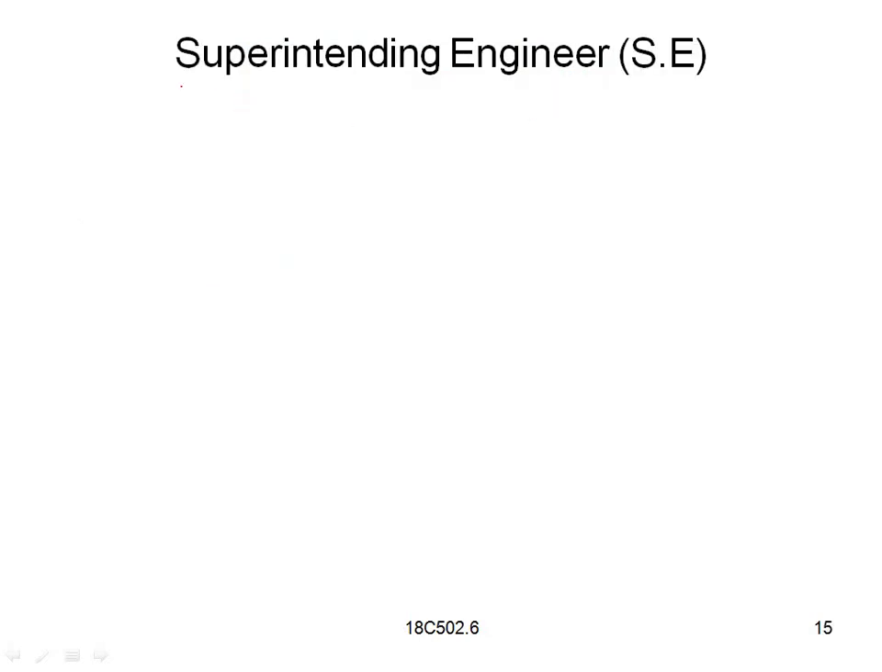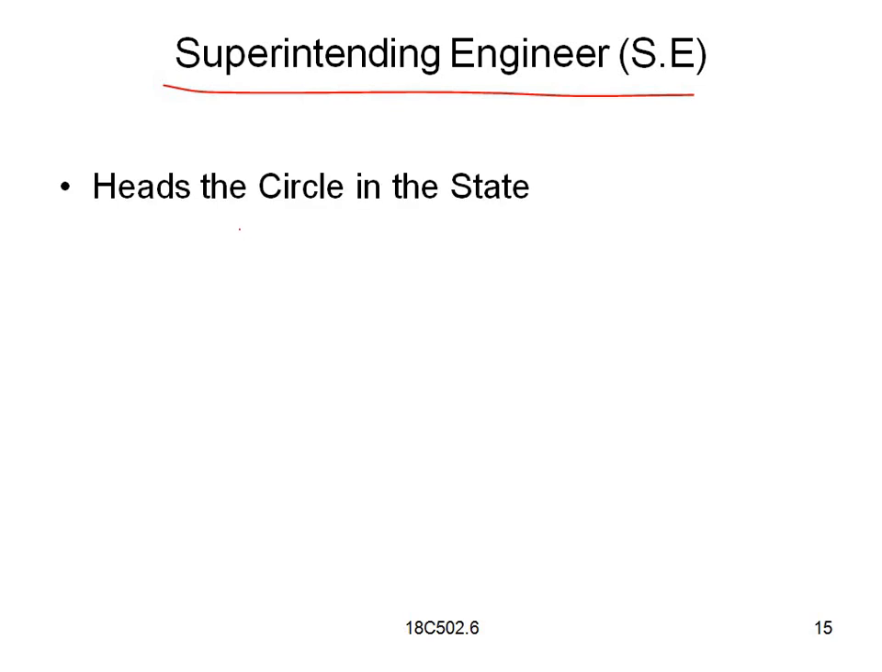And the next is superintendent engineer. The superintendent engineer is the SE. He heads the circle in the state. This superintendent engineer is the head of the circle in the state. He looks after site construction works, tendering works, bills and estimates. Whatever works are going on in the constructions, he will be inspecting the sites also. By inspecting the sites, he will know what works are going on.